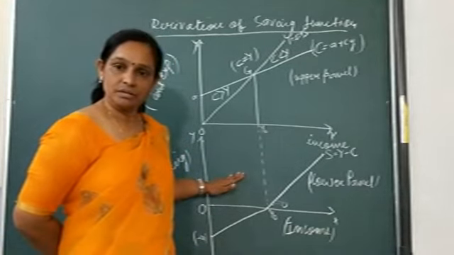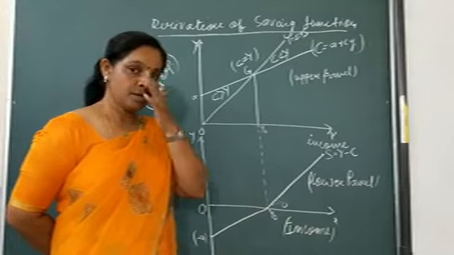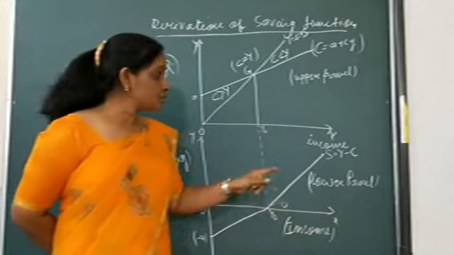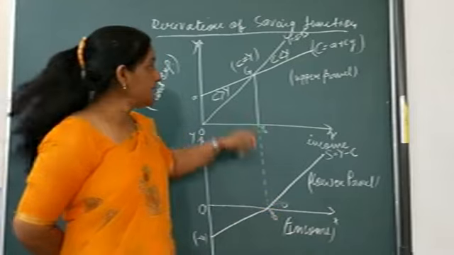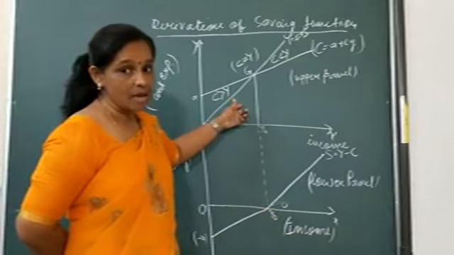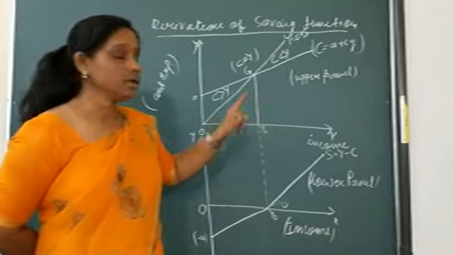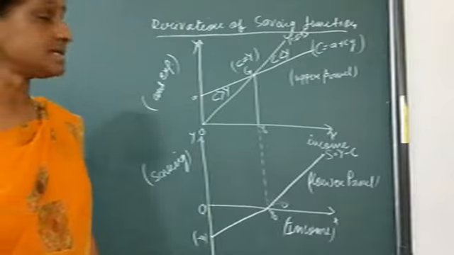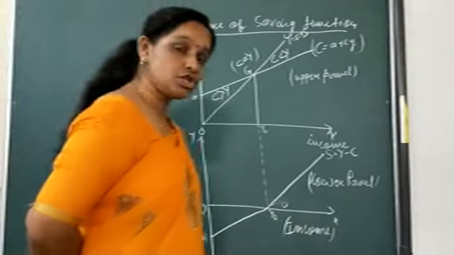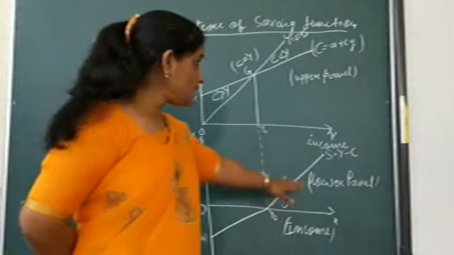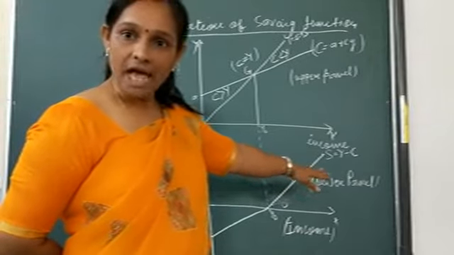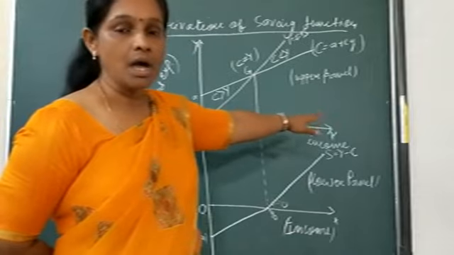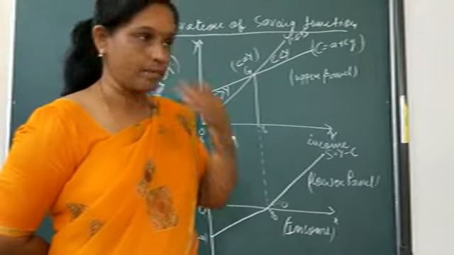Saving function which is shown in lower panel is derived from consumption function which is shown in upper panel. Full stop. So what I have said: from the above diagram, it is clear that saving function which is shown on lower panel is derived from consumption function which is shown on upper panel of the diagram. Full stop.